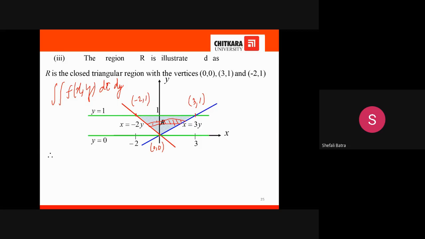Karthik? Yes, Karthik, tell me, beta, what are the limits? Ma'am, minus 2y to 3y. Okay. Karnik, what will be the limit of x, beta? Minus 2 to 3. And what will be the limit for y? 0 to 1. It means both limits would be constant.